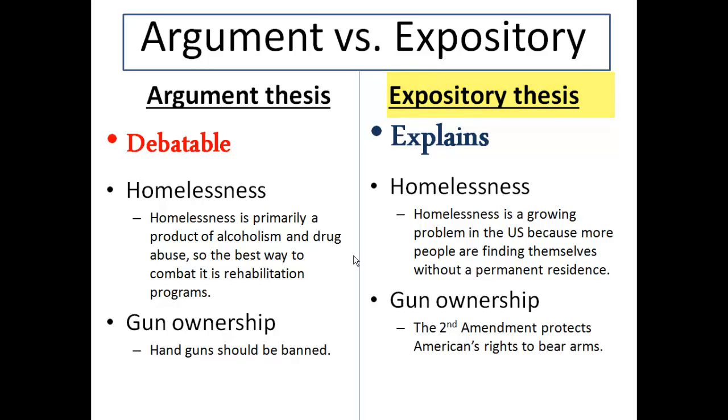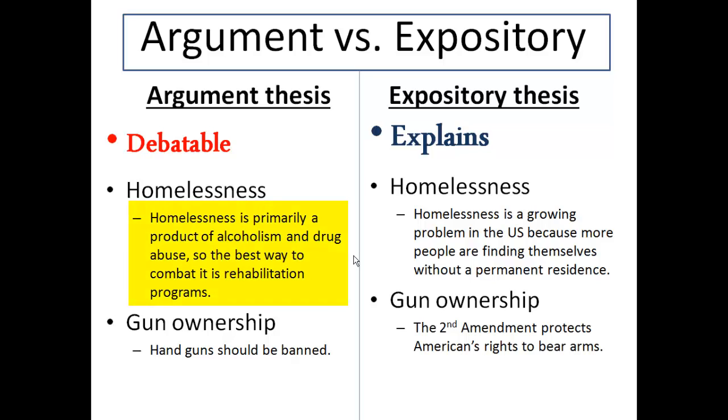So let's look at the topic of homelessness. If your essay was an expository essay on homelessness, you would be explaining homelessness. In other words, maybe your thesis would be, homelessness is a growing problem in the United States because more people are finding themselves without a permanent residence. That would be explaining homelessness. That is not the goal of this paper. You would need to have an argumentative thesis.